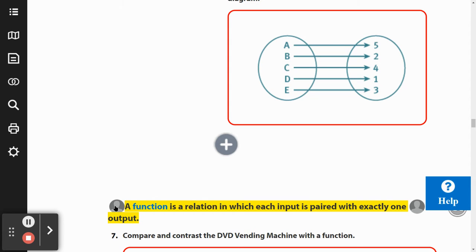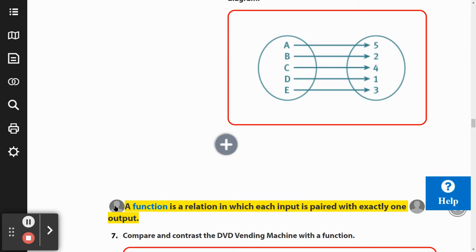You're going to get well familiar with this term and the definition of a function, because anytime they ask you to explain, like for instance, number 11, which is going to ask you if it is a function and explain your answer, you explain your answer by giving the definition of a function. A function is a relation in which each input is paired with exactly one output.